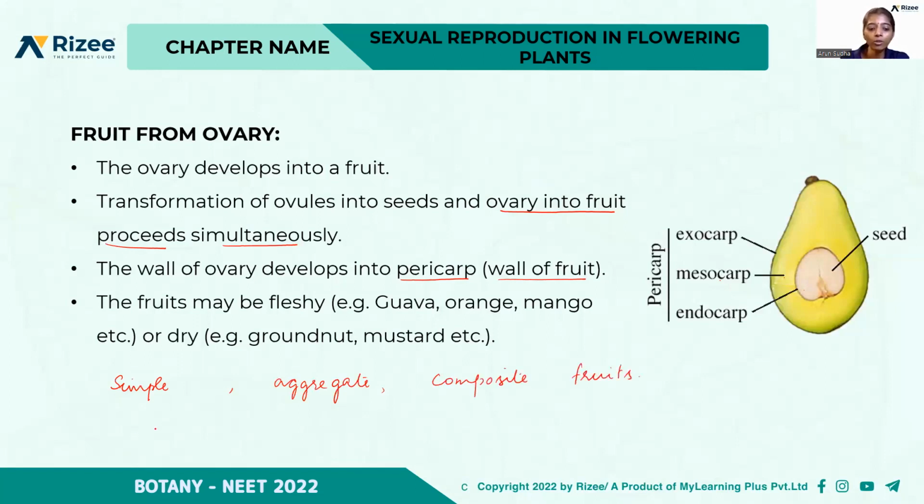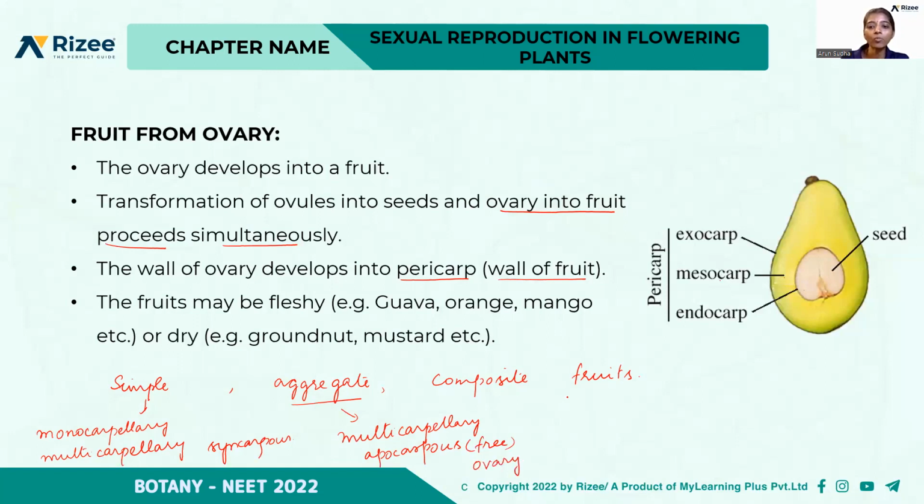Simple fruits develop from a monocarpellary ovary, from a single carpel, or from a multicarpellary, syncarpous ovary, that is, fused. If it is an aggregate fruit, it is formed from a multicarpellary, apocarpous ovary, that is free. Multicarpellary means many carpels, and apocarpous means a free ovary.